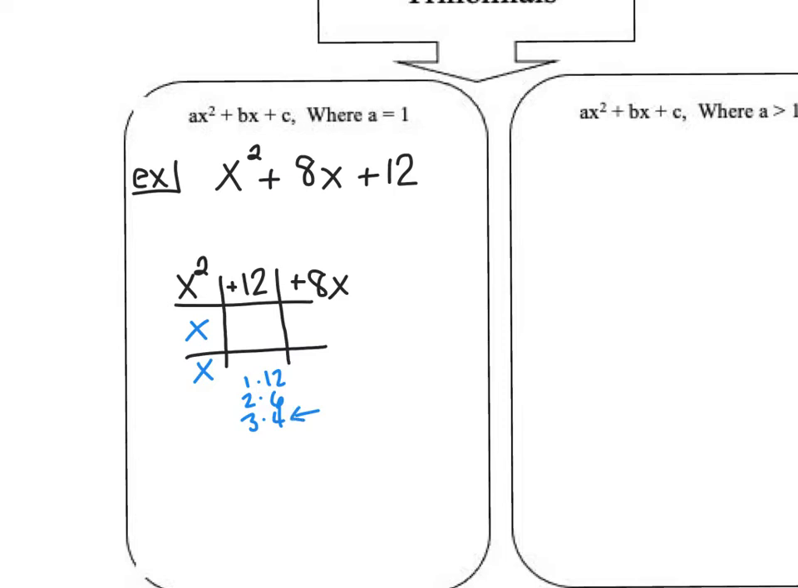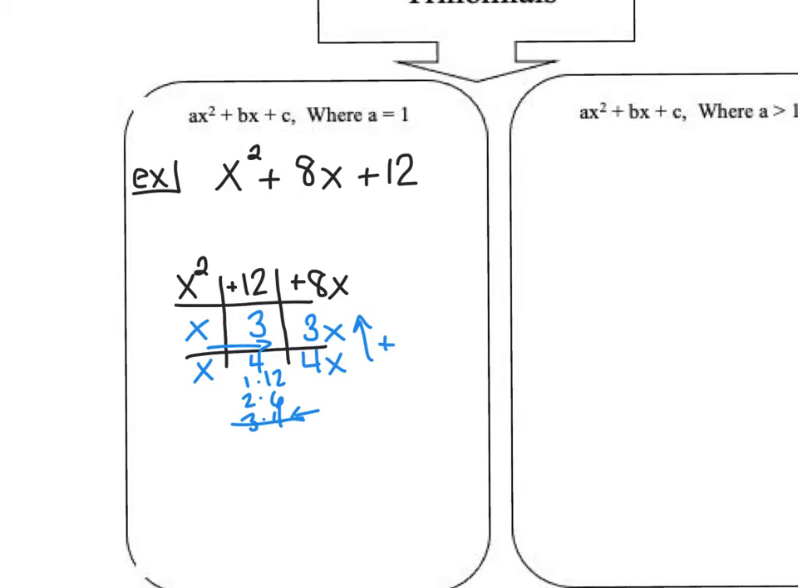I suggest you start with the two closest together, the 3 and the 4 first. That would be positive 3 and positive 4. Then you multiply straight across. x times 3 is 3x, x times 4 is 4x, and you check. This is the only place you add. Does that add to 8x? Nope, it adds to 7x. So what's that mean? It's not 3 and 4.